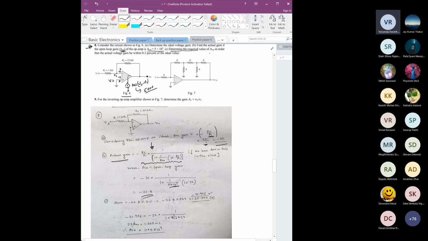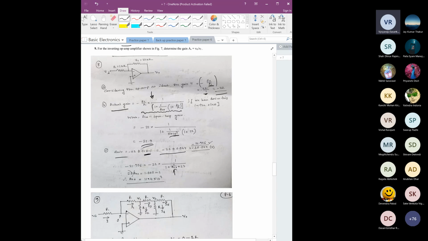Then here, determine the required value of AOD in order to find the actual voltage gain within 0.2% of the ideal value. That is also quite straightforward. That means the gain is within 0.2% of this ideal value. So 0.2% of this means basically this one plus minus this, right? So either this or this. Take the value, and from this expression you can find the value of AOD required for that. So for that you can see this AOD required is around 11,400, right?